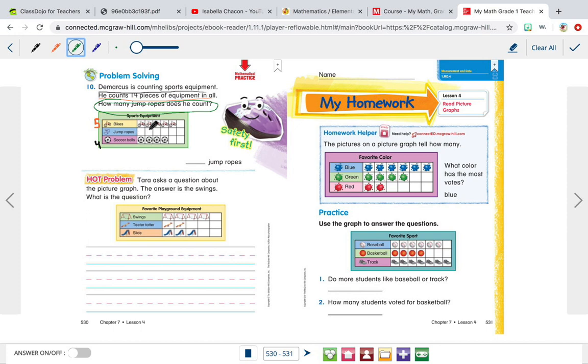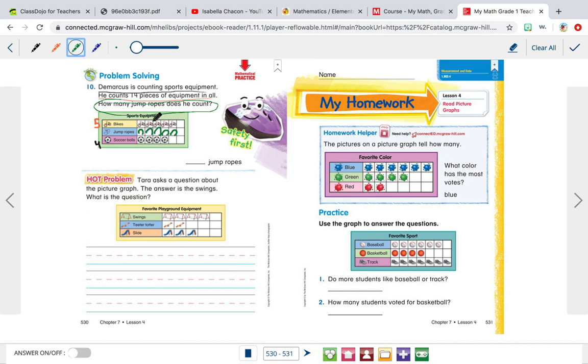Now I'm going to draw jump ropes until we get to 14, okay? So let's count again. So 1, 2, 3, 4, 5, 6, 7, 8, 9, 10. So there's my jump rope. 11, 12, 13, 14. So now we all got to 14. So we have 1, 2, 3, 4, 5, 6, 7, 8, 9, 10, 11, 12, 13, 14.